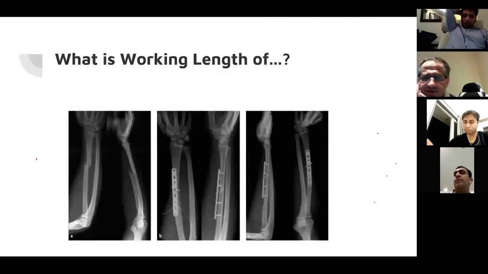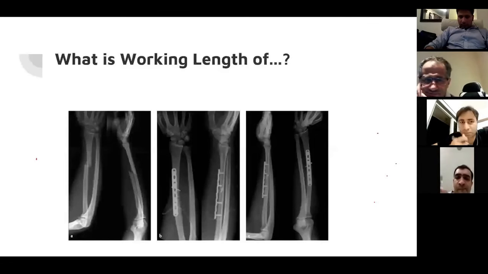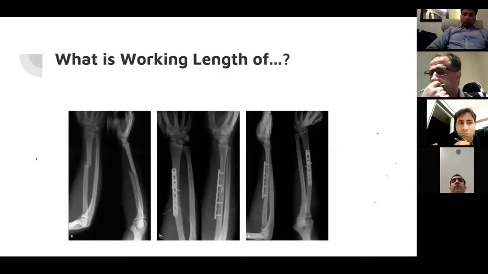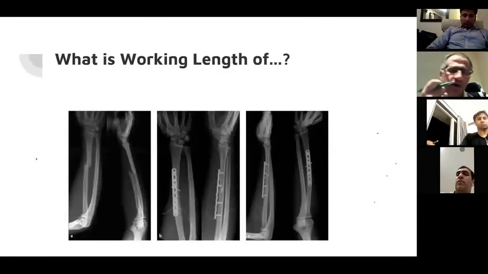And what do you think of. So in the second X-ray, I could see there is a lag screw placed across the fracture with a neutralization plate with two screws on either side of the fracture fragments. Brilliant. So what is the working length here? So this again is a 0 working length because the fracture is anatomically reduced, and there is a lag screw causing compression. So there will be 0.